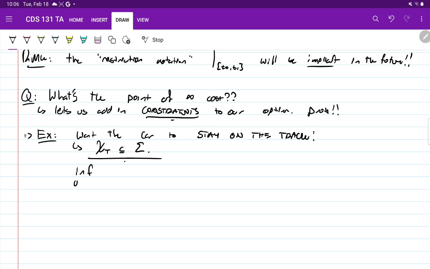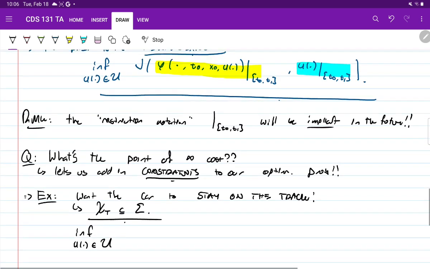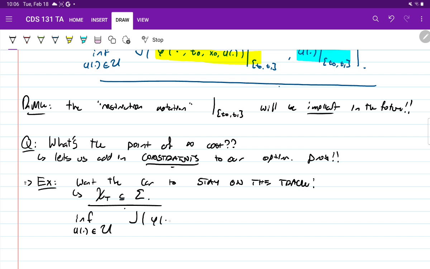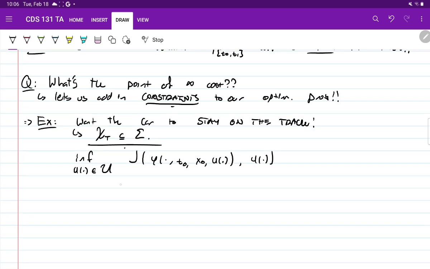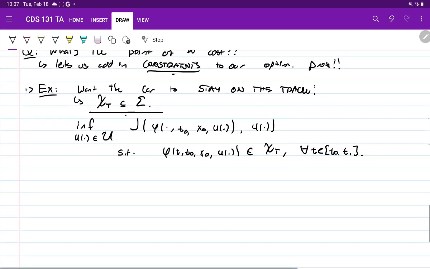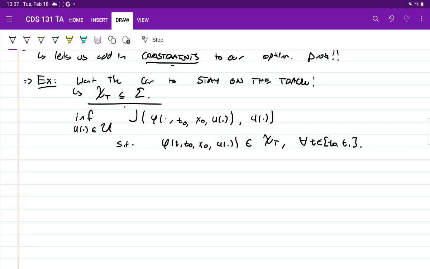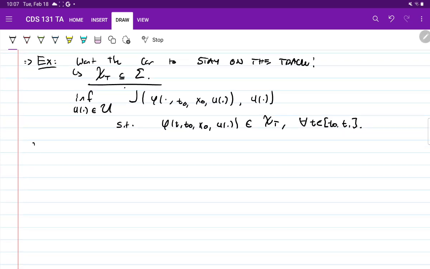One of them is to write my optimization problem as a constrained optimization, inf over u in U of J of phi, t naught, x naught, u. Again, I'll just go ahead and suppress this restriction notation. J will also depend on u. And this will be subject to the constraint that phi of t, t naught, x naught, u will belong to the set xt, should hold for all t in t naught t1, right? So this is writing it as a constrained optimization problem, right? Or I could actually rewrite this as an unconstrained optimization problem taking advantage of this infinite cost, okay?